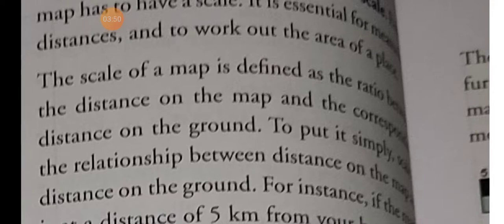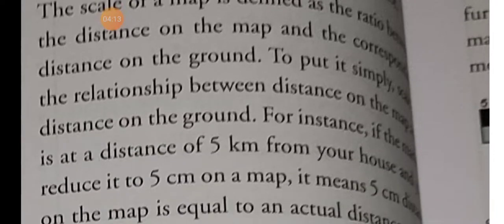What is a scale? The scale of a map is defined as the ratio between the distance on a map and the corresponding distance on the ground. To put it simply, the scale is the relationship between distance on the map and distance on the ground. If we want to write the ratio, first we write distance on the map upon distance on the ground.